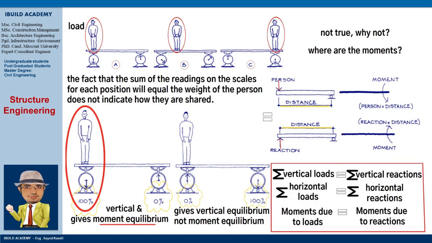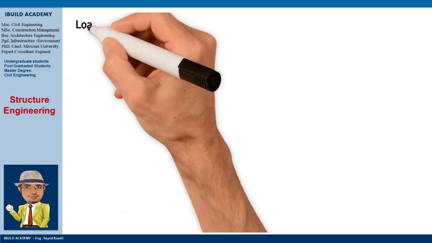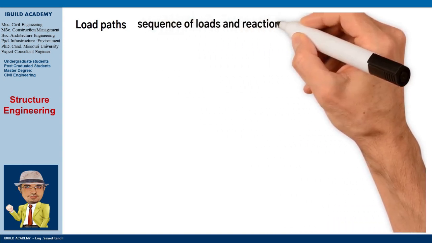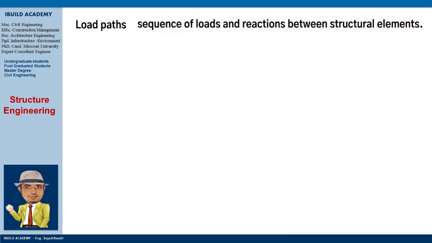These three statements must be true for all structures, and the understanding of these statements unlocks the door to an understanding of structures. To understand how loads are transferred through complex structures, the concept of load path is used. This is basically a sequence of loads and reactions between structural elements. The important point here is one element's reaction to the next element's load.